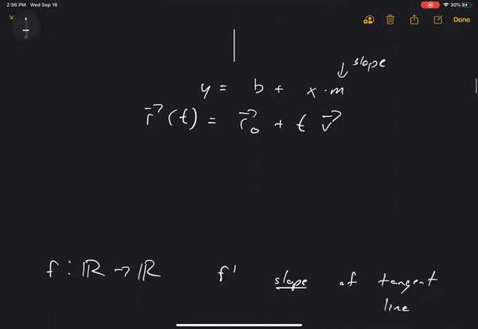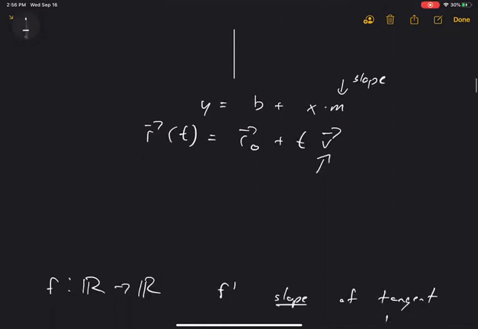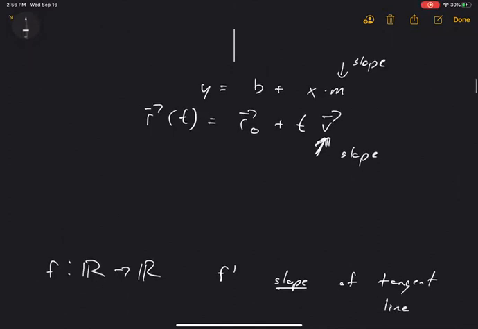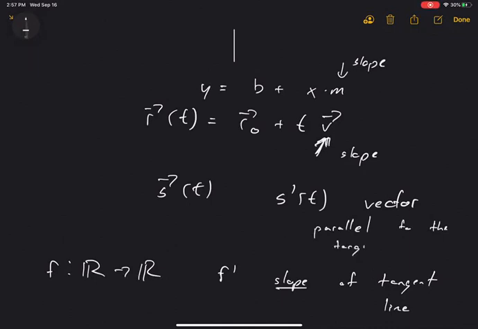Now in R3, this vector is kind of playing the role of our slope. So what I'm saying is, when we have this curve s(t) and we calculate s'(t), it's going to be a vector, and that vector is parallel to the tangent line.